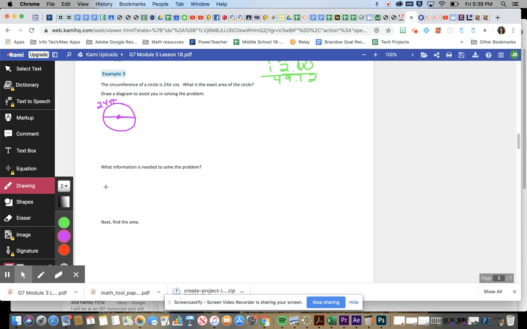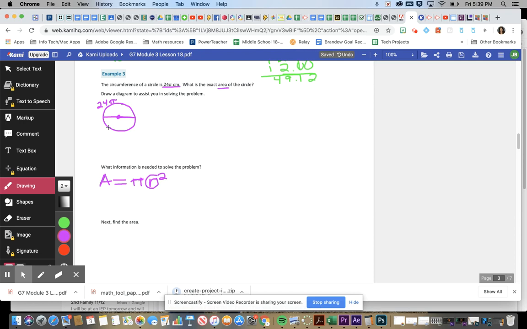What information is needed to solve the problem? Well, I know the circumference, but I'm trying to find the area. And remember, area of a circle, our formula is pi r squared, pi radius squared. Well, I have to figure out the radius to help me. So what can I do to figure this out?